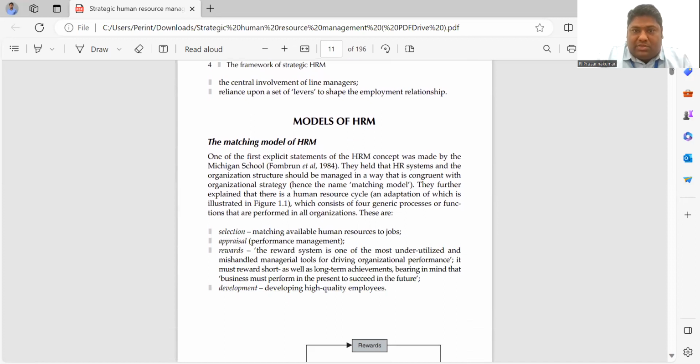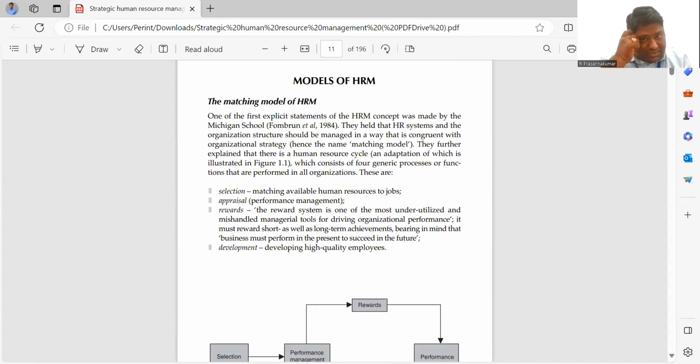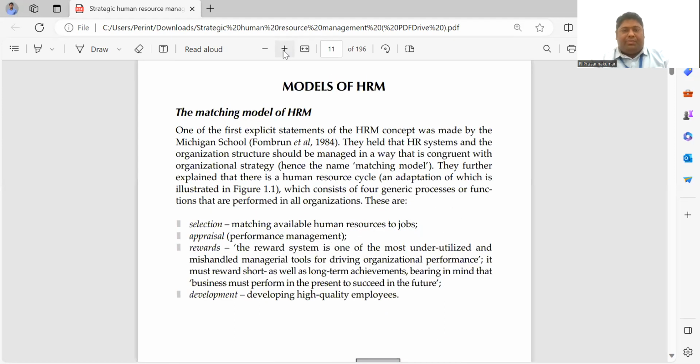There you can see models of HRM. The matching model of HRM is one of the statements of the HRM concept, from the Michigan School, 1984. The head of HR statement is that the organization structure is managed in a way congruent with the organizational strategy. The model explains human resources with the consistency of generic processes. Those model steps are selection. First, when an organization is there, selection is made.